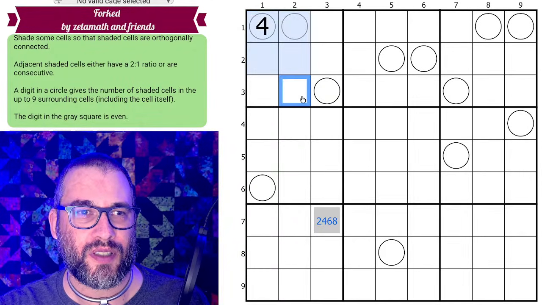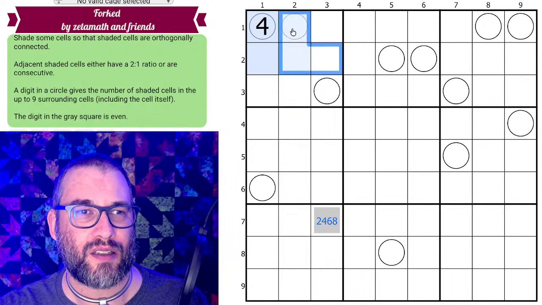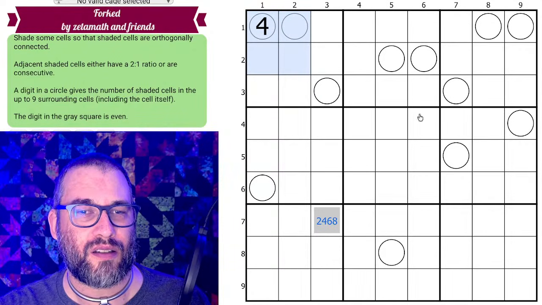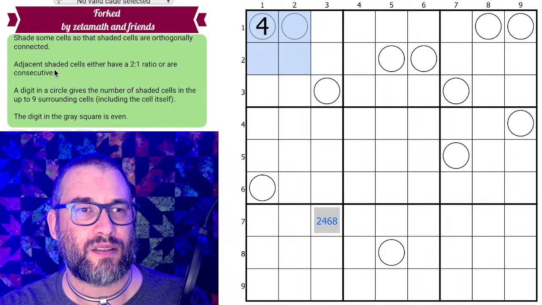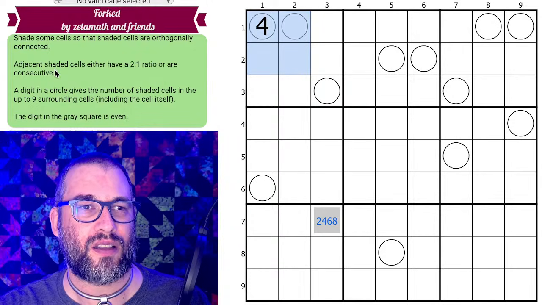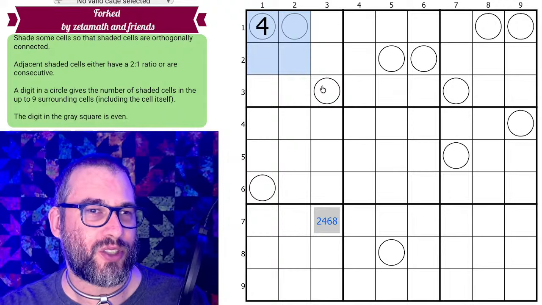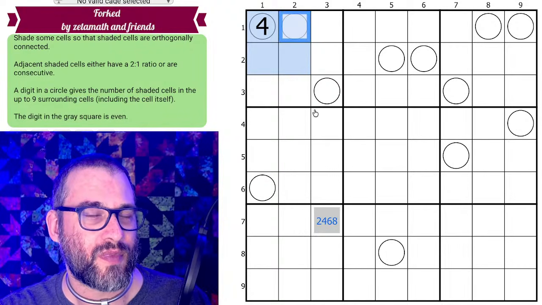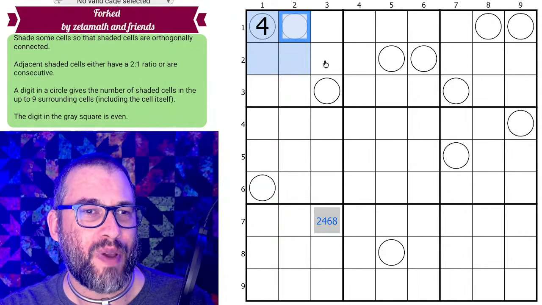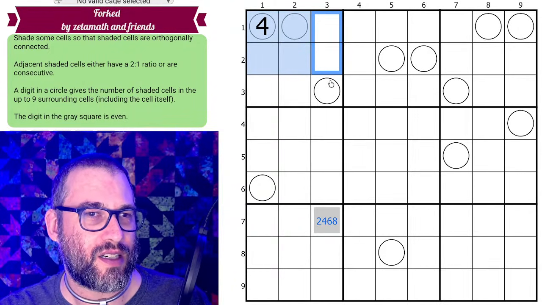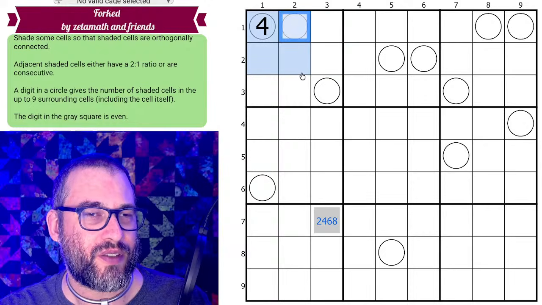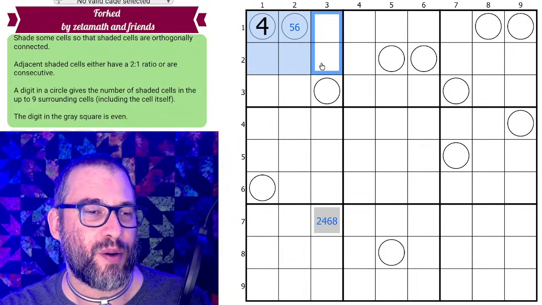Let's see. Let's make that color a little stronger, shall we? There we go. A nice medium blue for shading. Now this one must be bigger than 4, so at least one of these is shaded. But so this is only 5 or 6, I suppose.